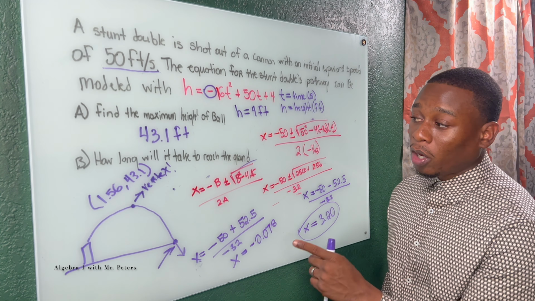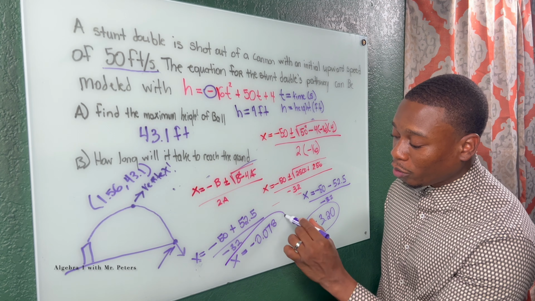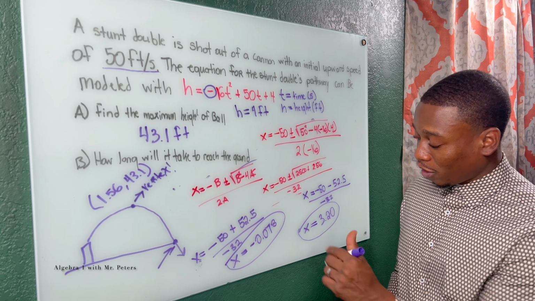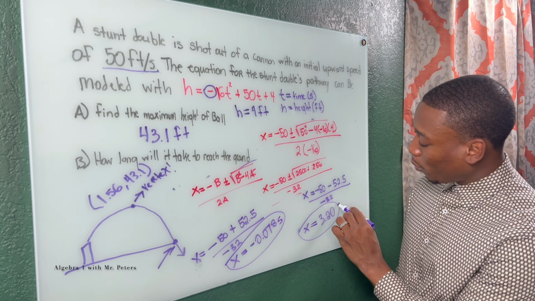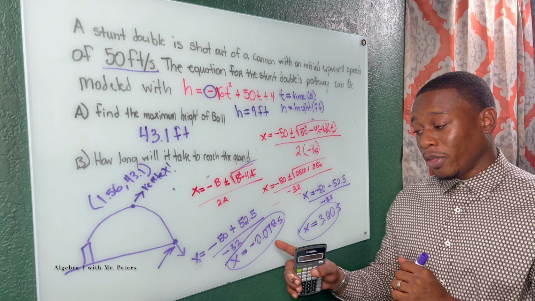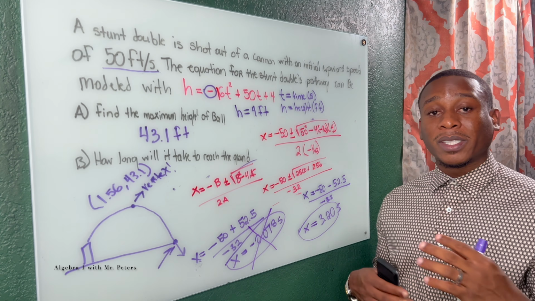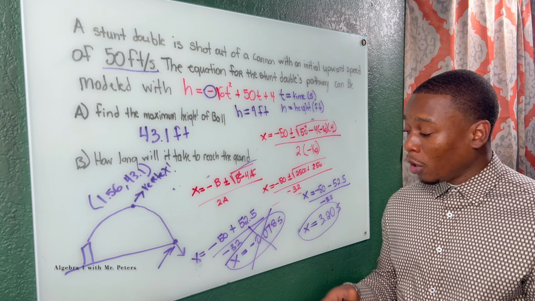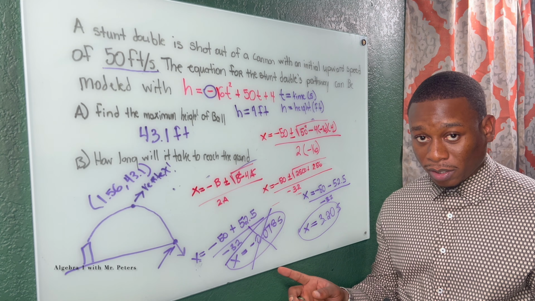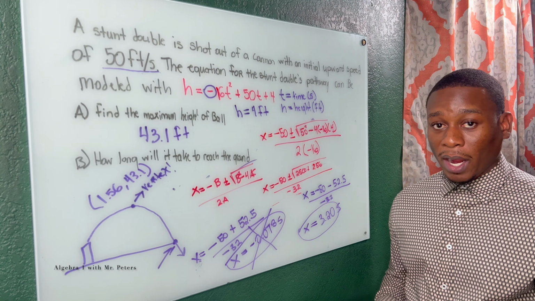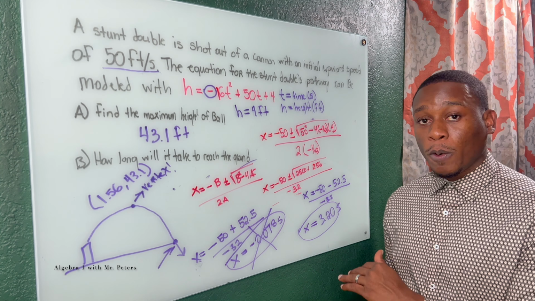Now, remember what this is saying. It says, how long will it take to reach the ground? And we have two different answers. We have negative 0.078 seconds. Let's just put the units. And we have 3.2 seconds. So this is an extraneous solution, meaning we have to get rid of it because time cannot be negative. They're always going to try to trick you with this. So the correct answer for this, how long will it take to reach the ground, will be 3.2 seconds.